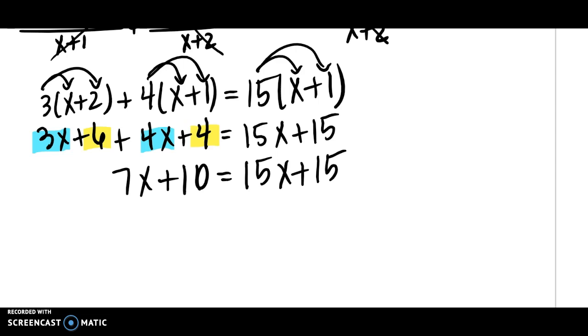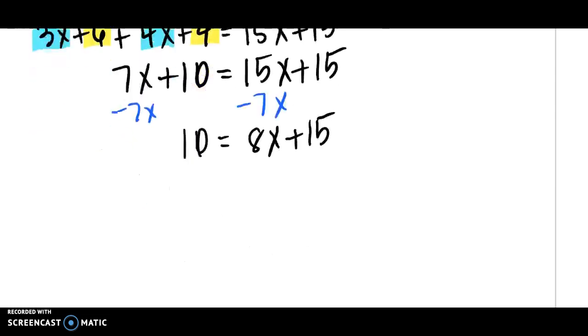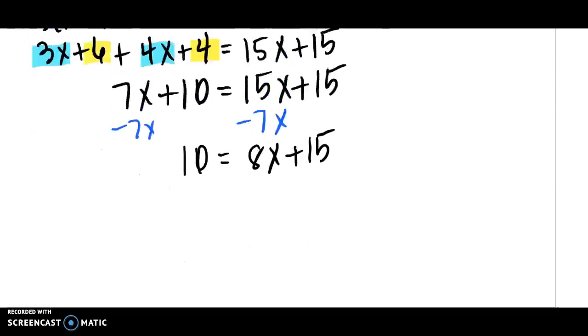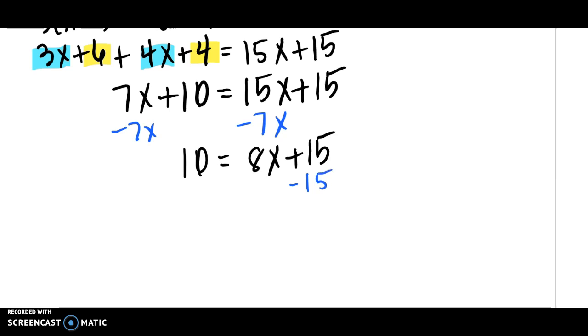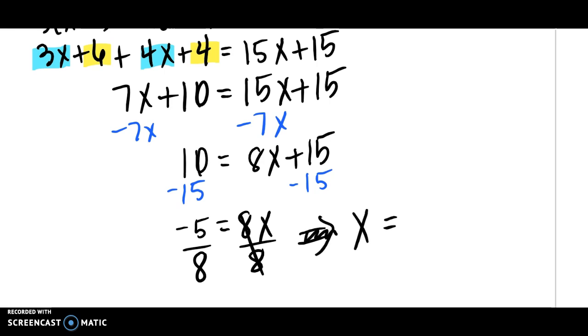Let's first move this 7x. We're going to be left with 10 equals 8x plus 15. Now we can move that 15. We're going to be left with negative 5 equals 8x. Last, we need to divide by 8. So our answer is going to be x equals negative 5 over 8.